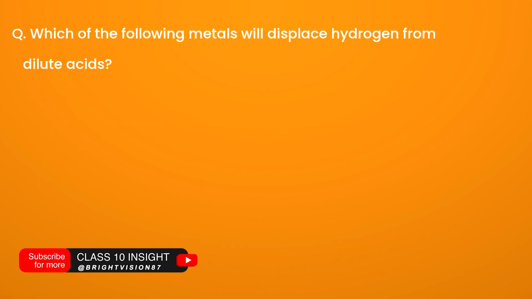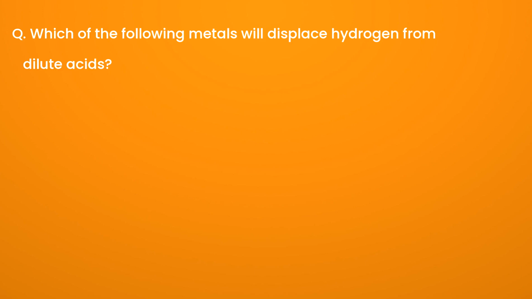Question: which of the following metals will displace hydrogen from dilute acids? Option A, copper. Option B, zinc. Option C, silver. Option D, gold. You have 5 seconds to answer the question.